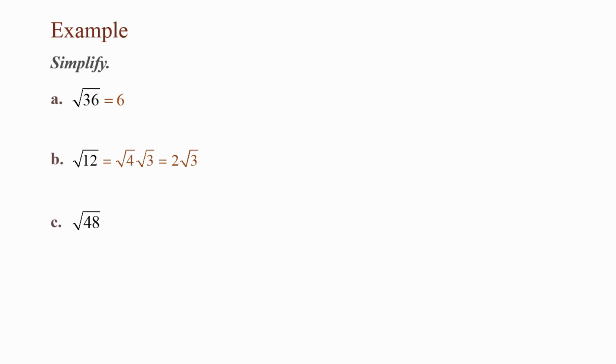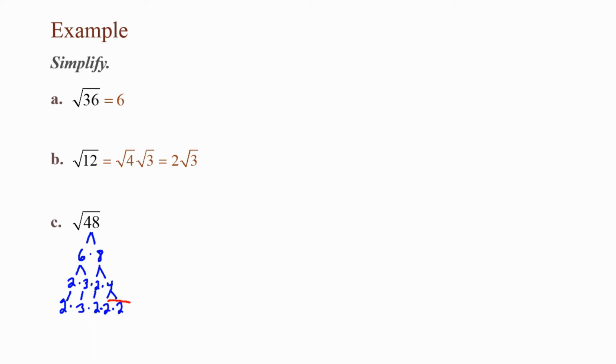For part C, square root of 48. 48 divides up into 6 times 8. 6 is 2 times 3, and 8 is 2 times 4. So 2 times 3 times 2, and then I break up the 4, 2 times 2. One method to find your perfect squares is if you have a pair, you have a square.